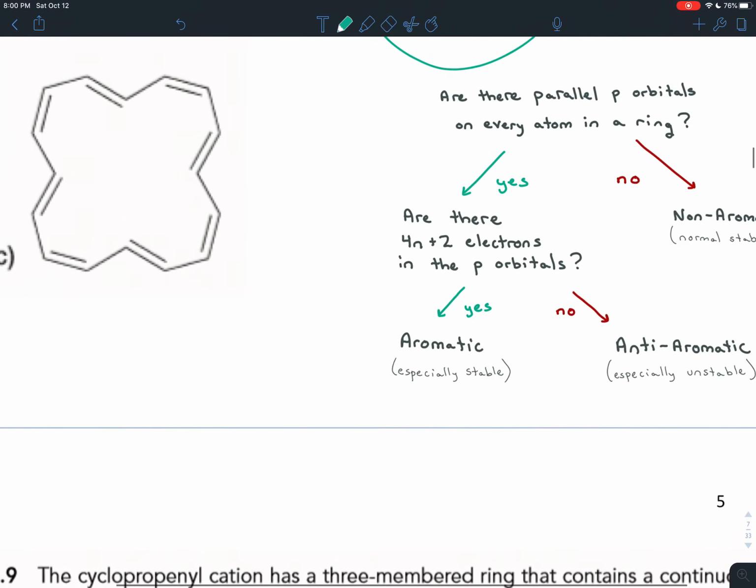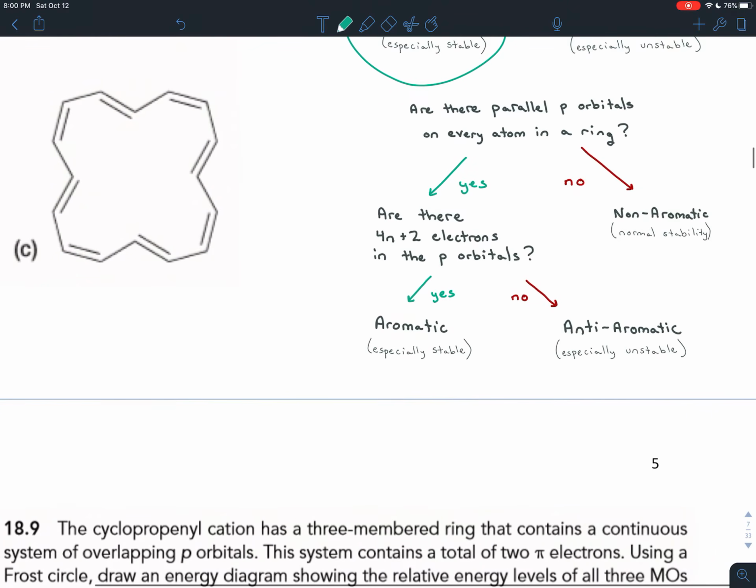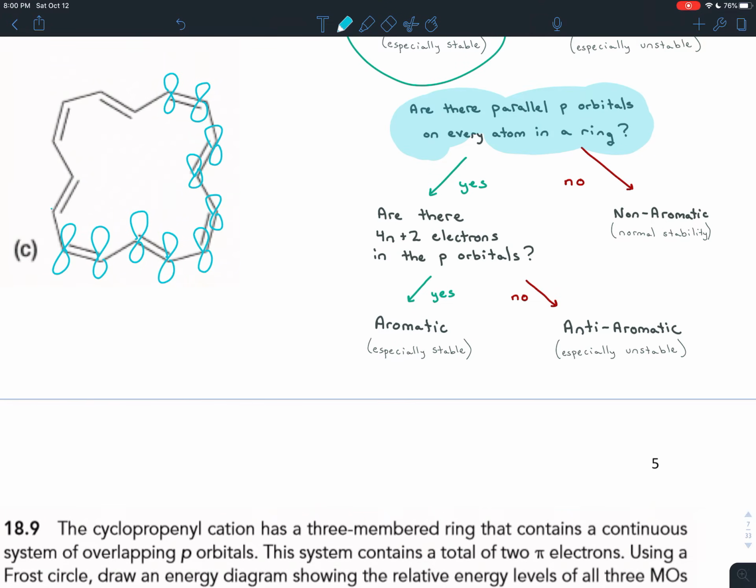If we do go through the same process for C, first question, do we have parallel p orbitals on every atom in the ring? And we do have that because of the conjugated pi system. Each of these double bonds is happening because of two parallel p orbitals on each of those carbons. That's what's causing those pi bonds. And so every single atom in this ring has that parallel p orbital.